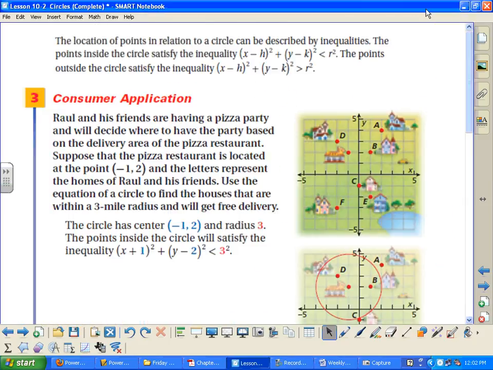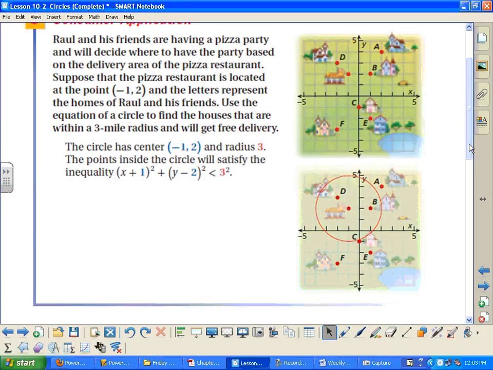All right, for this next example, we're actually going to look at the example in the book a little bit too. So if you're not there, turn to page 730 because that's where this is at, and you'll need it when we do the check it out. So the location of points in relation to a circle can be described by inequalities. The points inside the circle are the quantity x minus h squared plus y minus k squared is less than the radius squared. And the points on the outside are greater than the radius squared. And so we're going to look at some application problems using this.